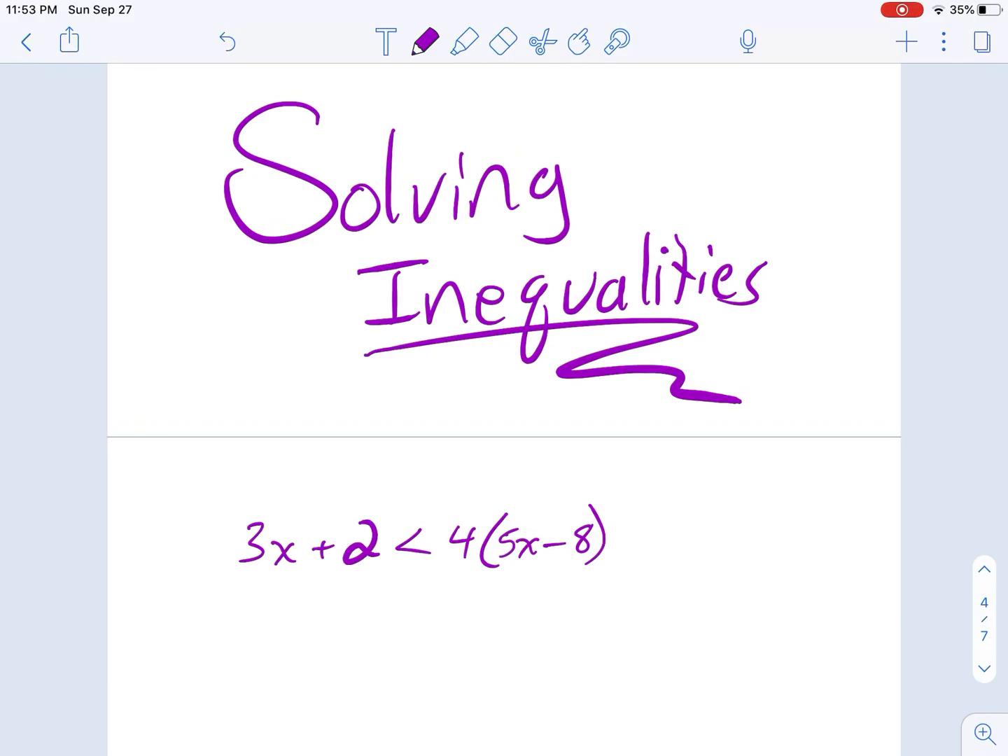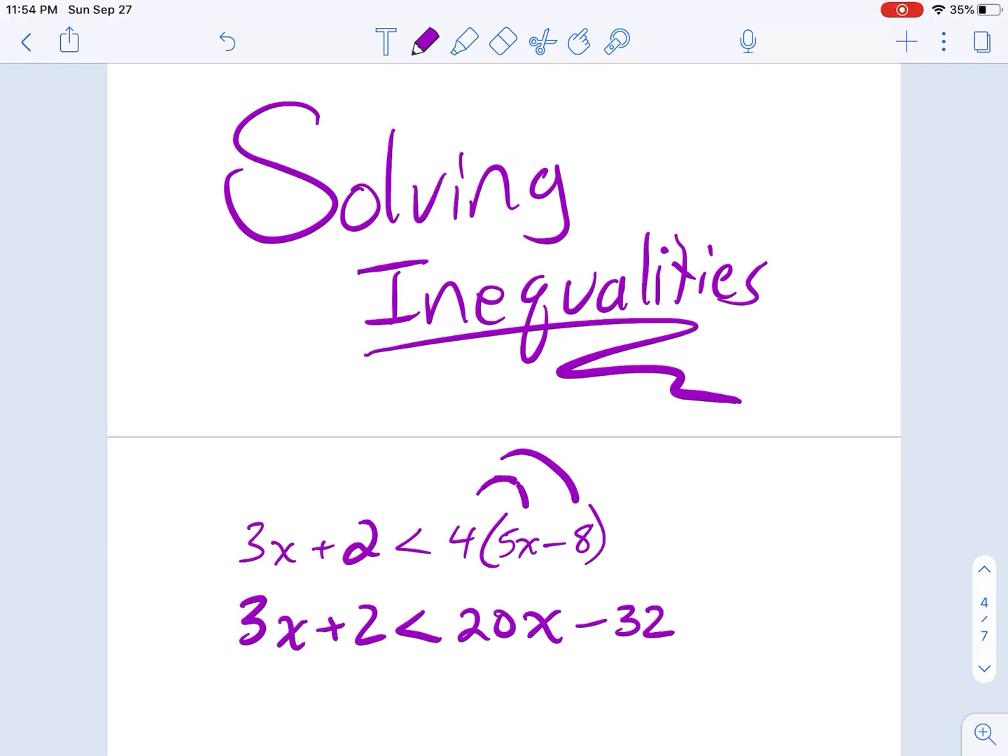Let's talk about solving inequalities. The good news, it's nearly identical to solving equations. The bad news, there's one major difference that you have to remember. So we're looking at this inequality here, and we think, oh, let's go ahead and distribute, and then we'll deal with this. So we'll get 3x plus 2 is less than 20x minus 32.